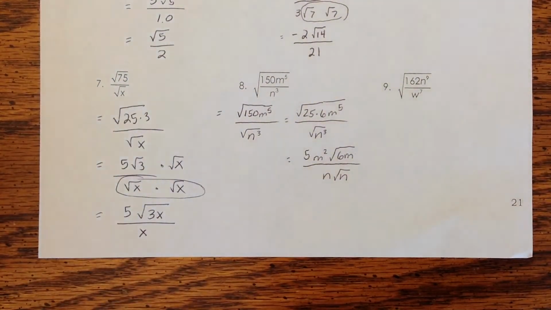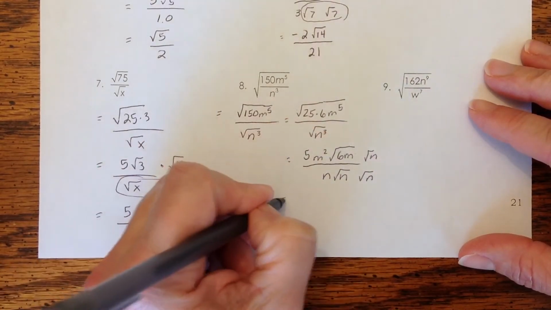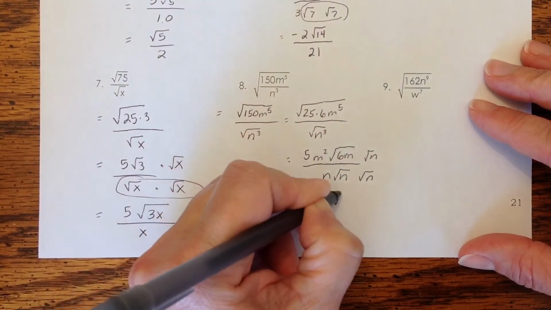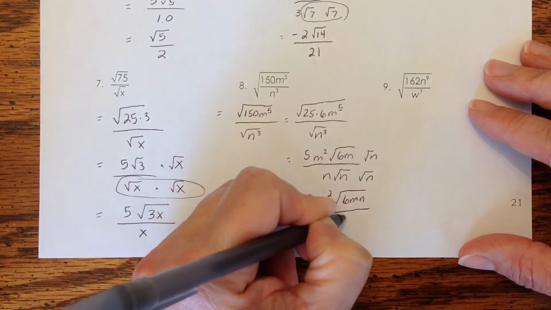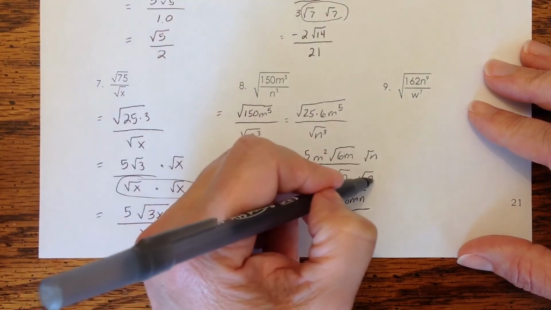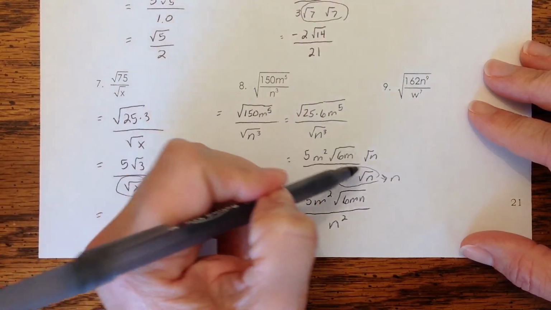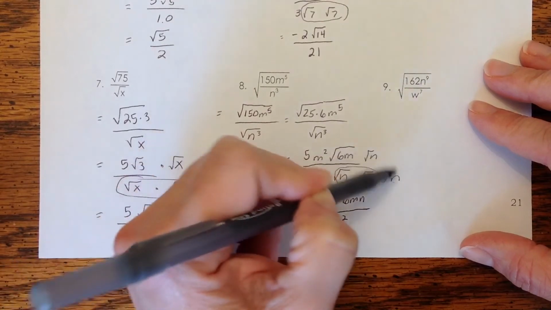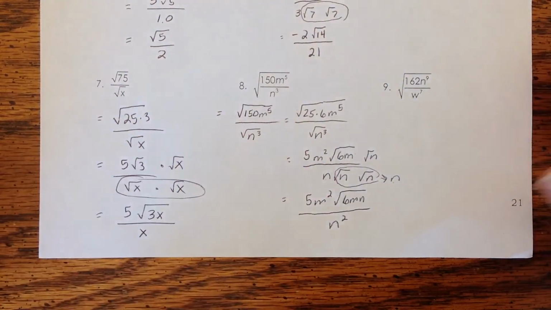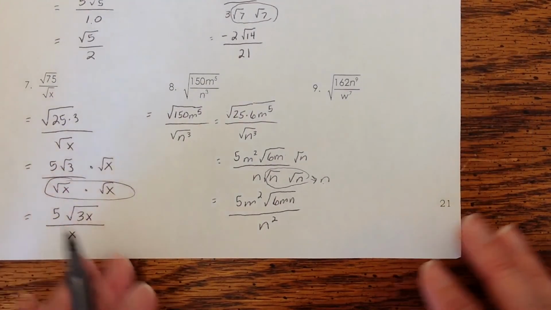Now we can't stop here because we have a square root in the denominator. So we're going to multiply top and bottom by the square root of n. And we get 5m squared square root of 6mn over n squared. So let's talk about how we get n squared. Square root of n times square root of n becomes n, because again when you multiply the square root by itself you're left with the radicand, and then n times n is n squared. So we have one more to think about here.